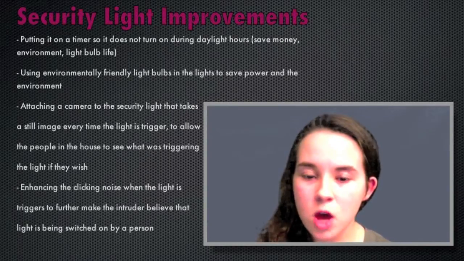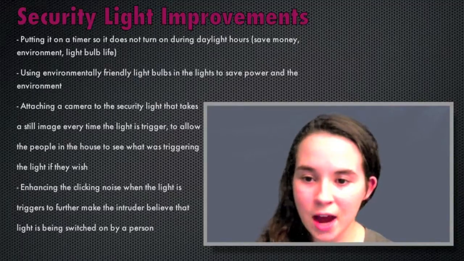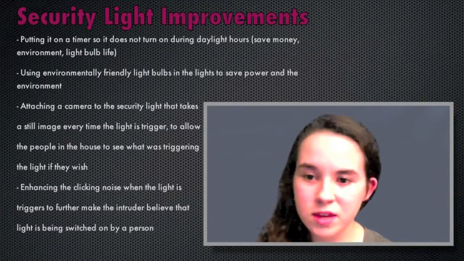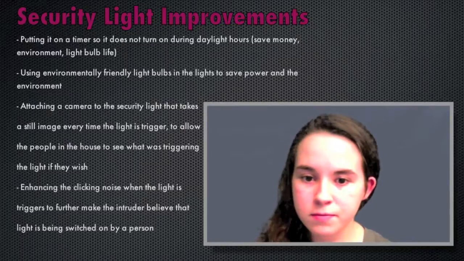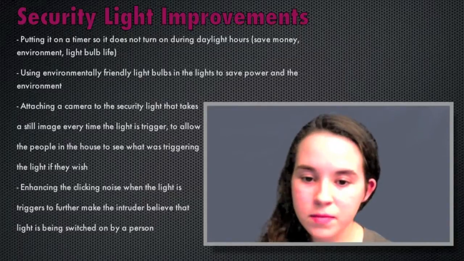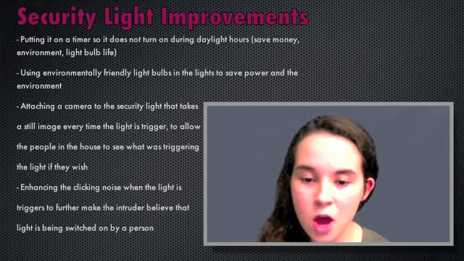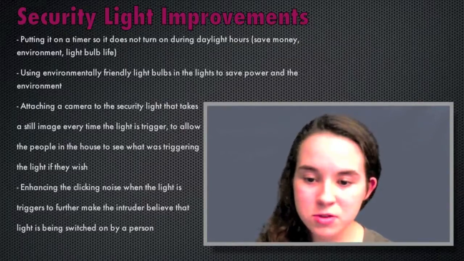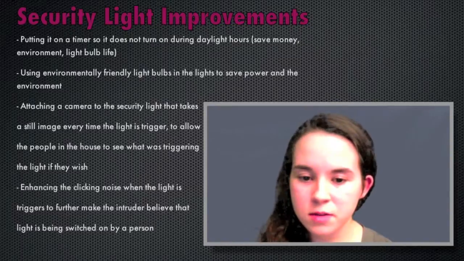Here are how security lights can be improved. Putting the security light on a timer so it does not turn on during daylight hours would save money, the environment, and light bulb life. Using environmentally friendly light bulbs in the lights would save power and the environment. Attaching a camera to the security lights, which takes still images every time the light is triggered, would allow the people in the house to see what was triggering the light if they wanted to.